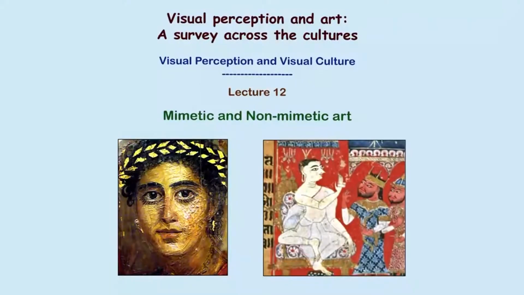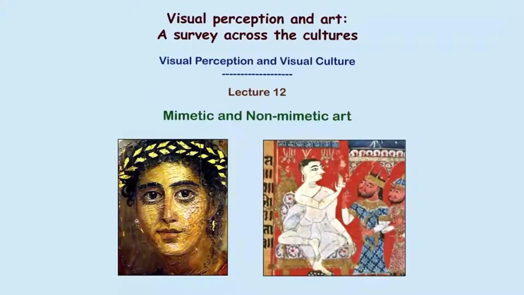Hello viewers, welcome to MOOC's online course on Visual Perception and Art, a survey across the cultures. This is the 12th lecture in this course, and today we shall be looking at not any particular tradition or culture, but two particular art terms called mimetic and non-mimetic across the globe, of course. Now, mimetic and non-mimetic are two terms that refer to two different kinds of visualization.